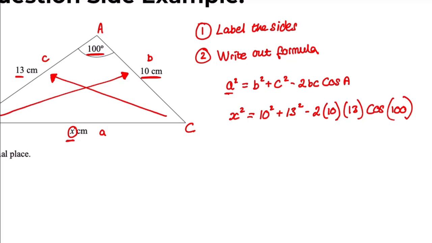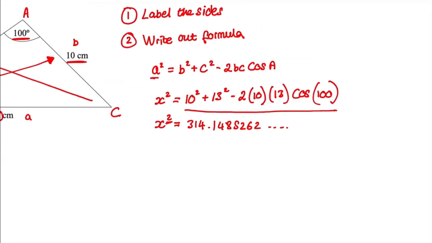Now we're going to type this long big thing into the calculator: 10 squared plus 13 squared minus 2 brackets 10, 13, cos 100. That gives us an answer of 314.1485262. That's what x squared is. We don't want x squared, we just want x. And remember the opposites.